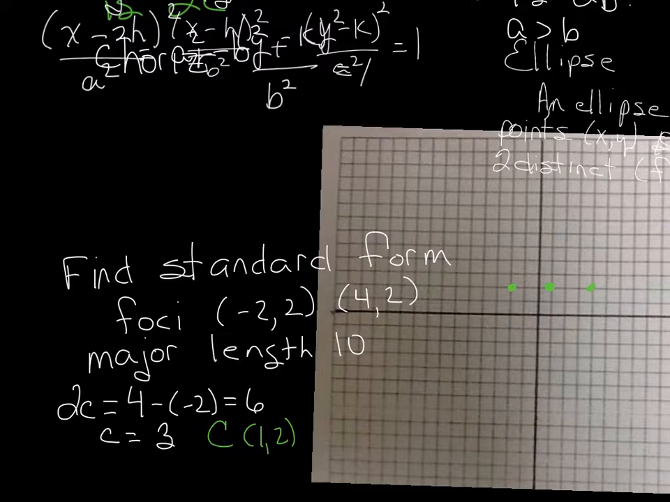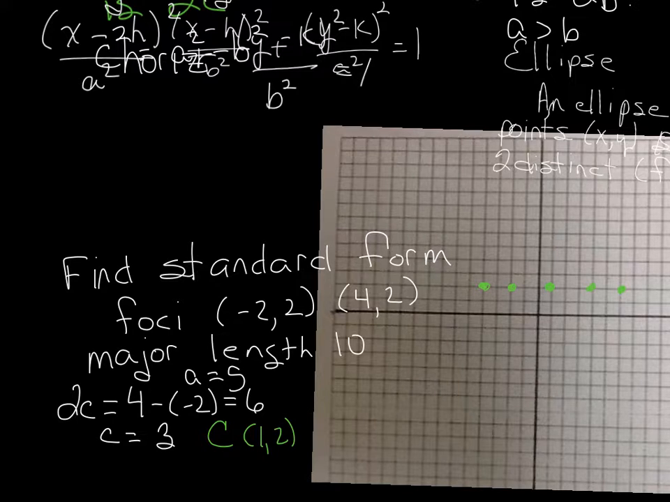All right, I need to know what a is. I know the length of the major axis is 2a, so a is 5. If I start from the center point and go over 5, one vertex is here, and the other is here. So a is equal to 5.